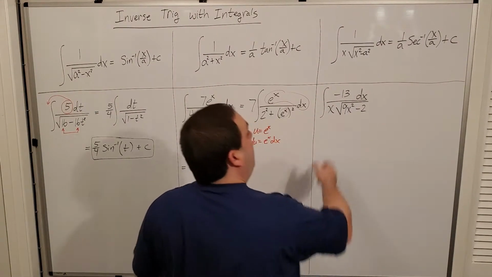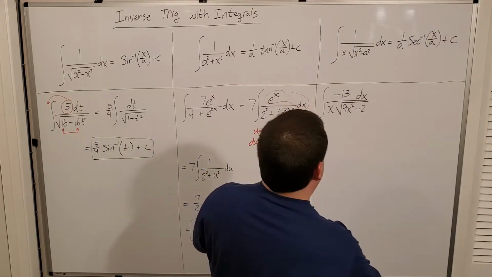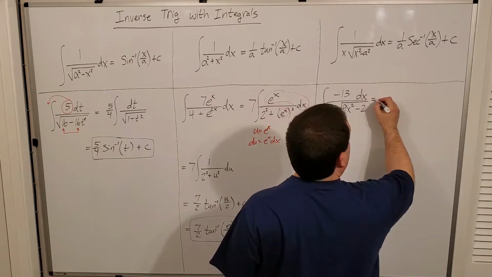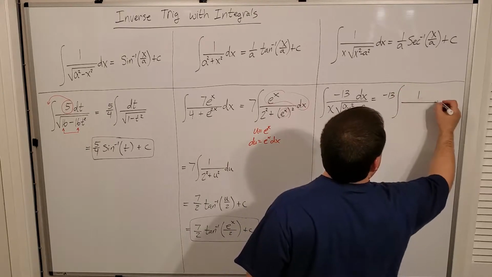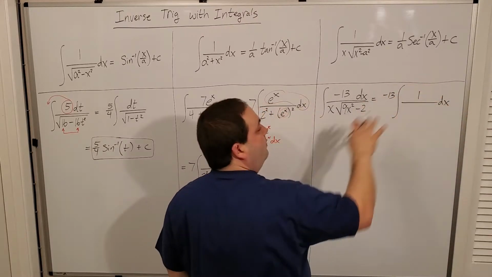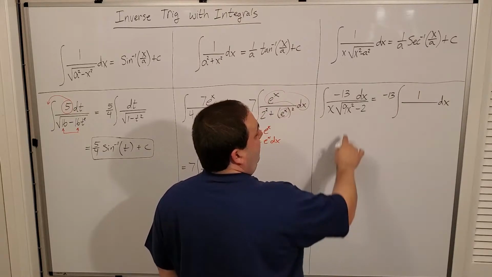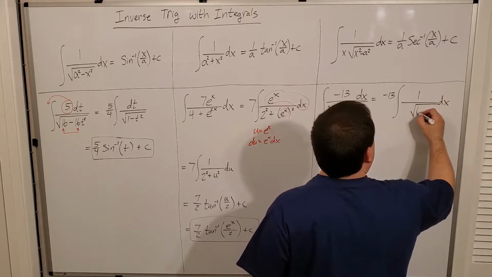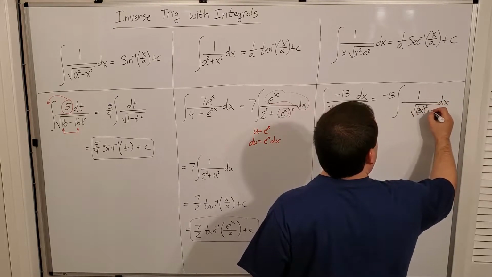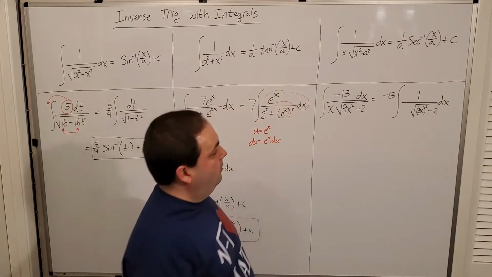First thing though, I'm going to bring the negative 13 out. Definitely I'm going to do that. That's going to leave me with a 1 in the dx here. I'll go ahead and separate the dx out. Now the square root here, I'm going to write it as 3x squared, and then the minus 2 is right there.